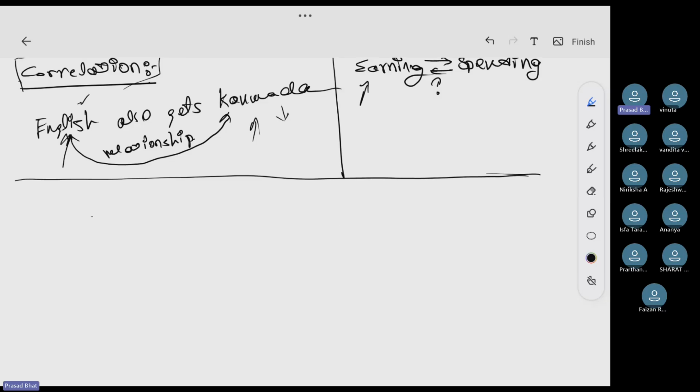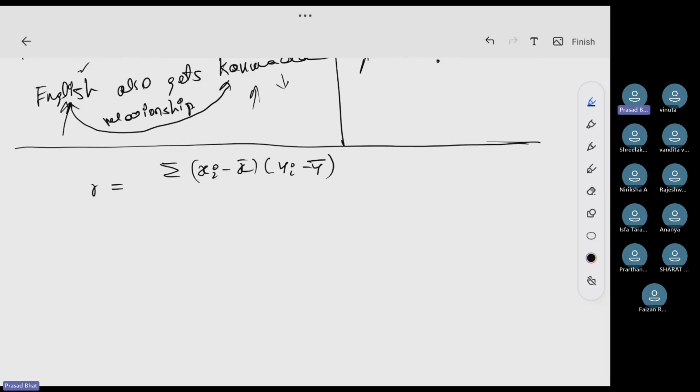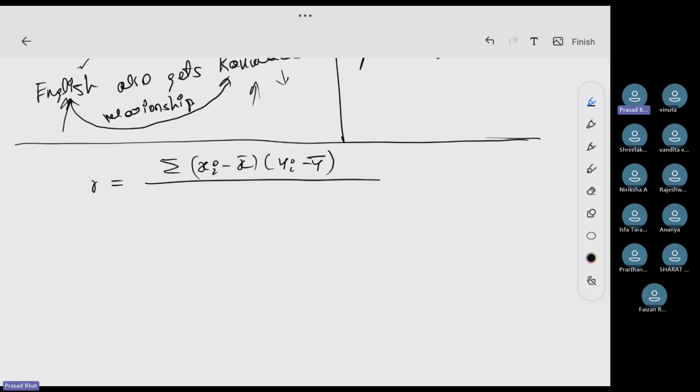It is given by R equals sigma, yi minus y bar. Now we have two variables, two features, so we are taking in two variables, and it is divided by the square root of sigma xi minus x bar whole square, sigma yi minus y bar whole square. So this is the formula for correlation between two features.